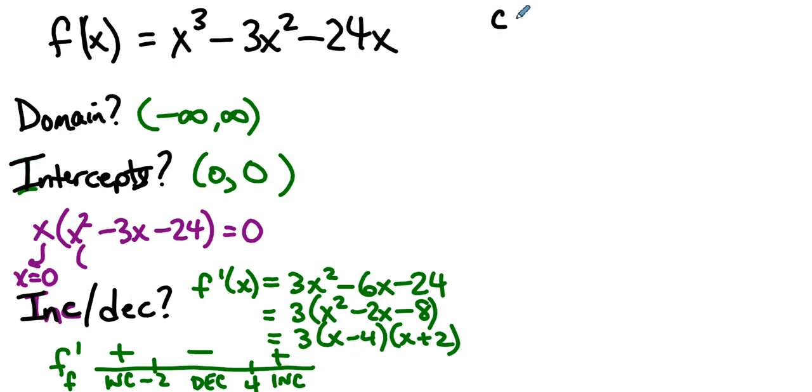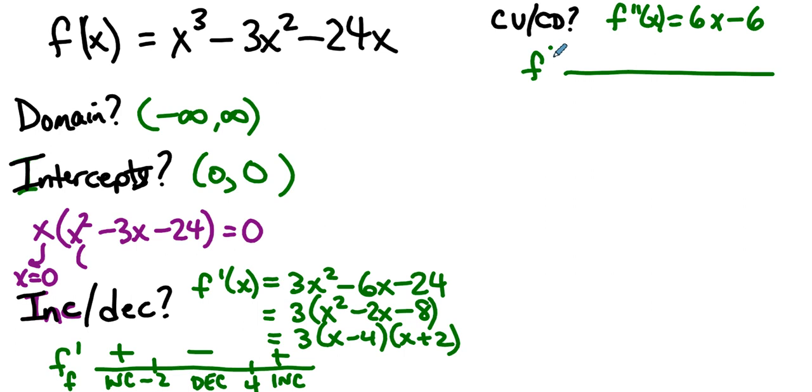So we've considered the domain, we've considered the intercepts, we've looked at where the function is increasing and decreasing. Let's take a look at where the function is concave up or concave down. That comes from f double prime. Well, f double prime is the derivative of this. That's 6x minus 6.